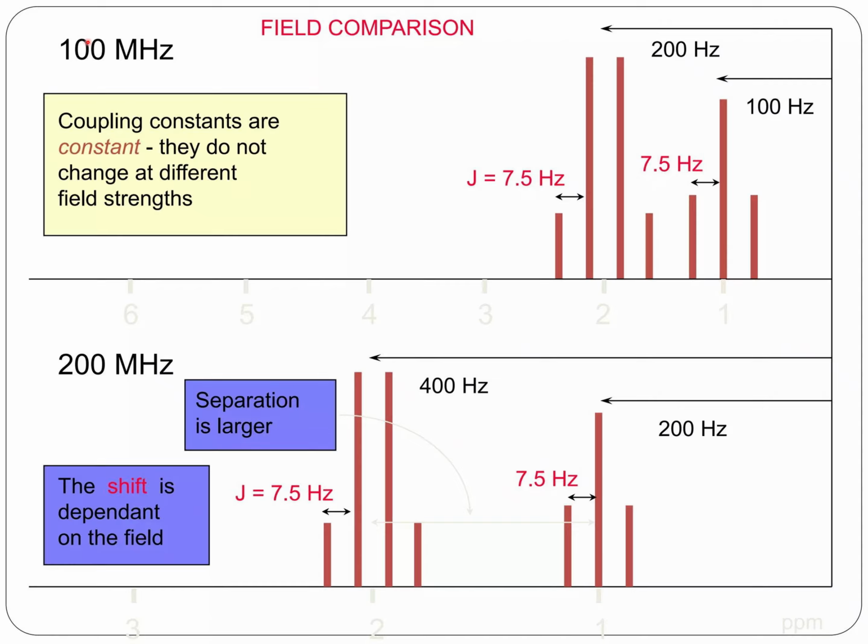So in 100 megahertz, coupling constants are constant. They do not change at different field strengths. You can see the coupling constant is the same. Here a 100 megahertz field has been provided, then here a 200 megahertz magnetic field has been provided, but in all of the cases the coupling constant is the same.